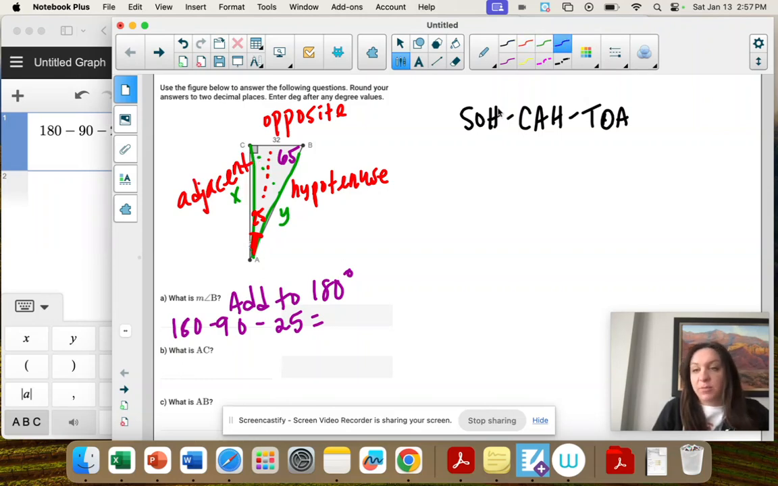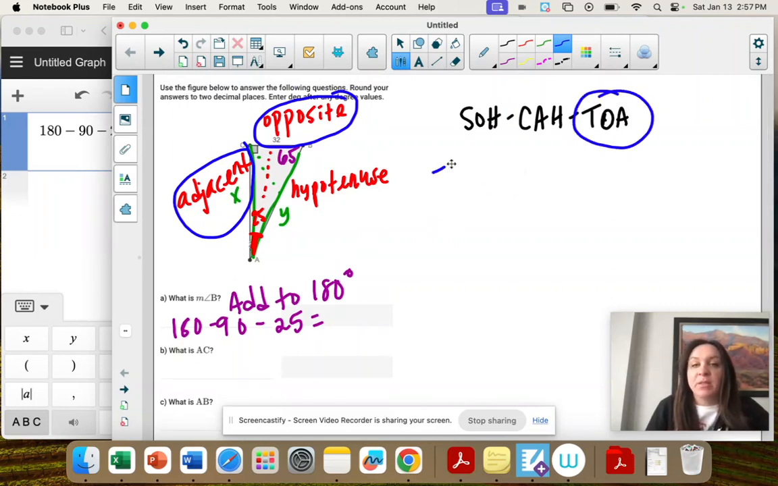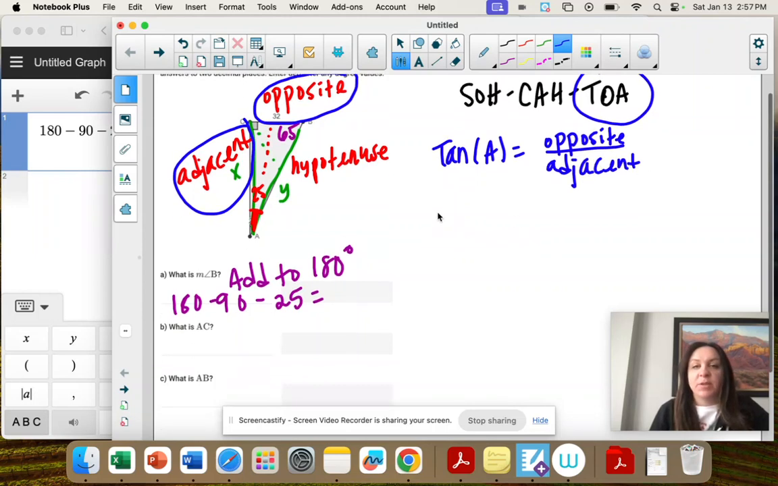Let's start with X, just because it comes first. So we have the opposite, and we're trying to find the adjacent. So we're going to use tangent. So tangent of some reference angle is opposite. That's what the O is for. And then A is for adjacent. So let's set up our equation. The angle is 25 degrees. The opposite side is 32, and the adjacent side is X.